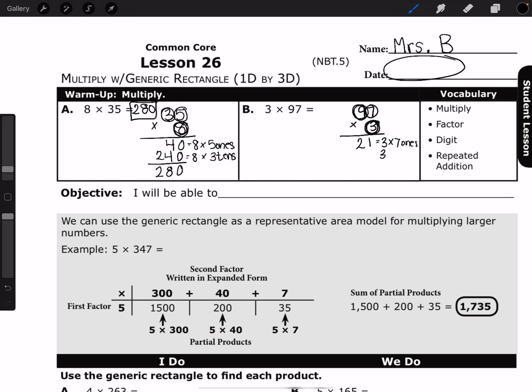So the 3 times 9 tens. And that is 27 with a 0 on the end because it's the tens. We're going to add those together. 1 plus 0 is 1. 7 plus 2 is 9. 2 plus 0 is 2. So 3 times 97 is 291.